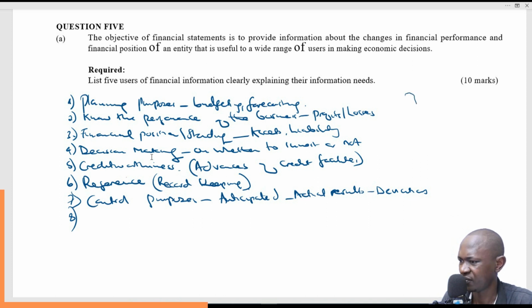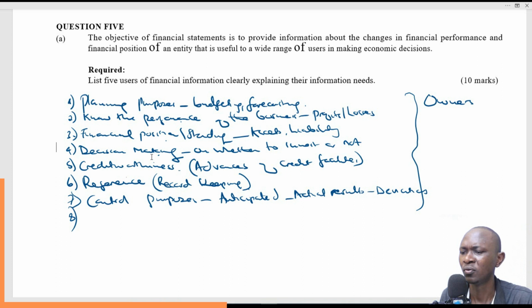Now, just from this, who are the users of this information? Of course, we have the owners. Owners will want to know the financial standing of the business. They want to know how the business is performing. They want to make decisions on whether to invest in a certain venture or not based on the previous performance. They'll want to refer to their records on how they did some time back, and maybe borrow one or two things from that. So owners will make use of this information.